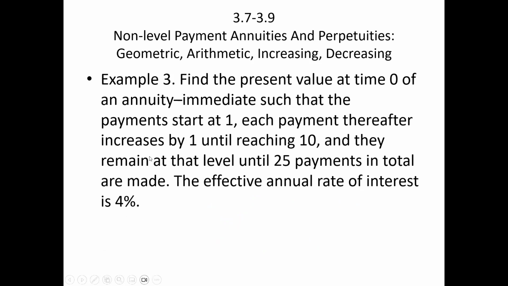All right, let's look at another example. Find the present value at time 0 of an annuity immediate such that the payments start at time 1. Actually, start at 1 unit, not necessarily a dollar, but just start at 1. Each payment thereafter increases by 1 unit until reaching 10.